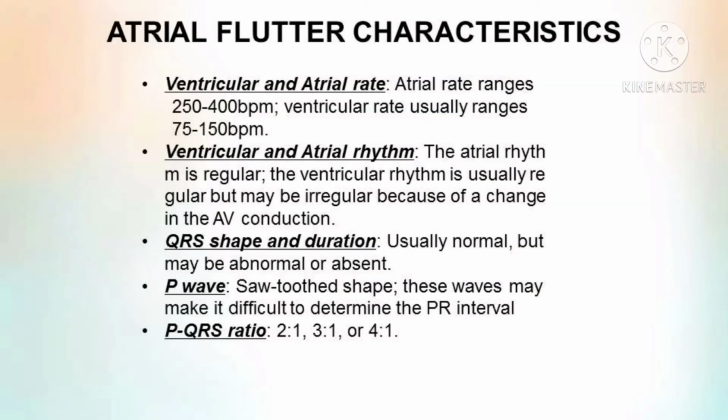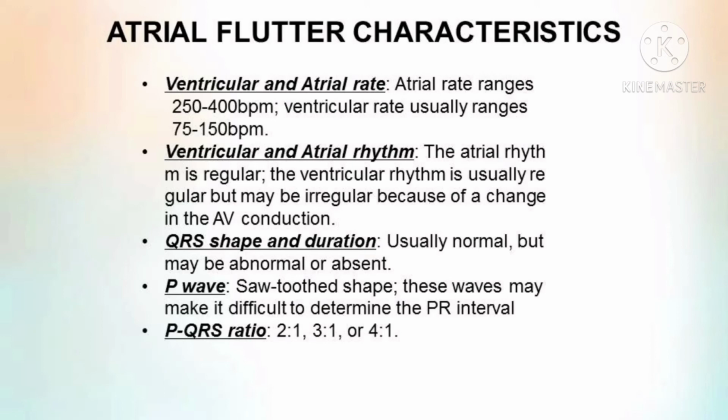Ventricular and atrial rate. Atrial rate ranges from 250 to 400 bpm. Ventricular rate usually ranges from 75 to 150 bpm. Ventricular and atrial rhythm. The atrial rhythm is regular. The ventricular rhythm is usually regular but may be irregular because of a change in the AV conduction.